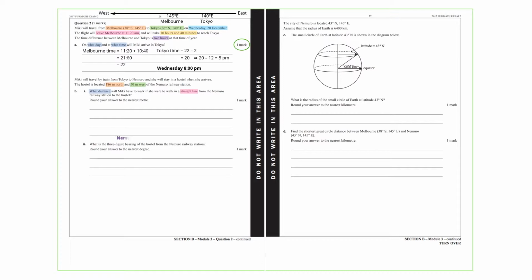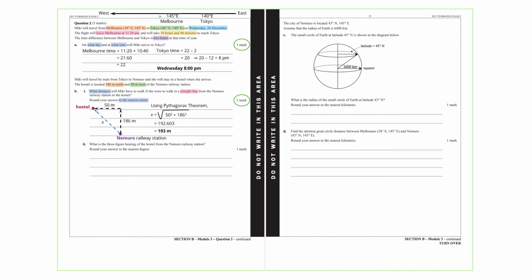Let's draw a diagram. From the Nemuro railway station, we go 186 meters north and 50 meters west. And here is the hostel. The direct distance between the railway station and the hostel is the hypotenuse of this right-angled triangle, and we label this with x. Using Pythagoras' Theorem, x equals the square root of 50 squared plus 186 squared, which is, correct to the nearest meter, equal to 193 meters. This question is worth 1 mark for the correct answer.